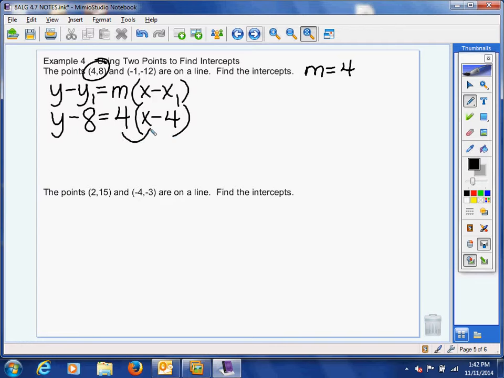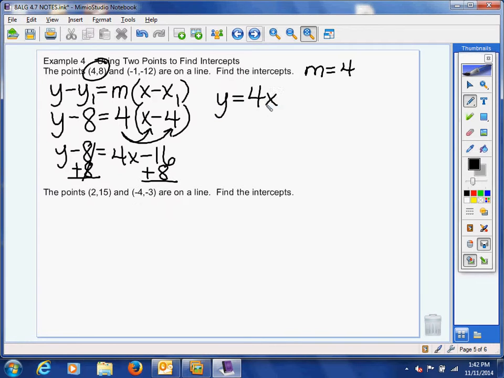So let's distribute. So I got y minus 8 equals 4x minus 16. And let's get our constant numbers together. So I'm going to add 8 to each side. So actually, what I did was what I did in the last example. I turned it into slope-intercept form.